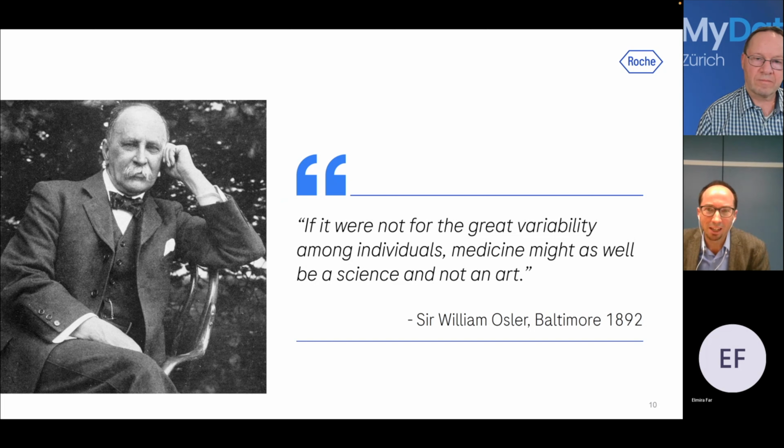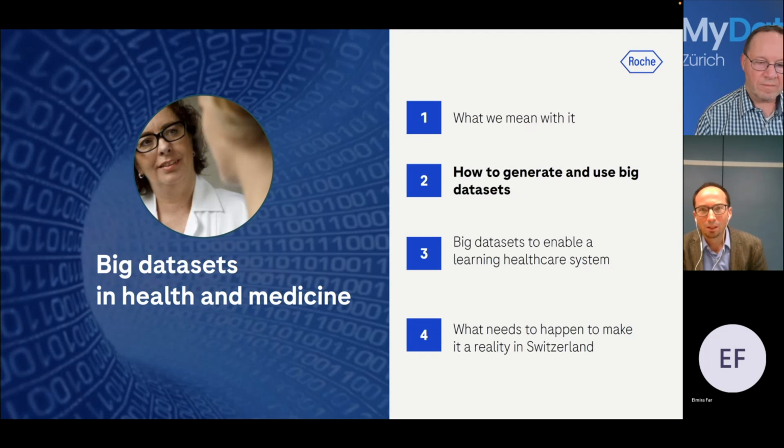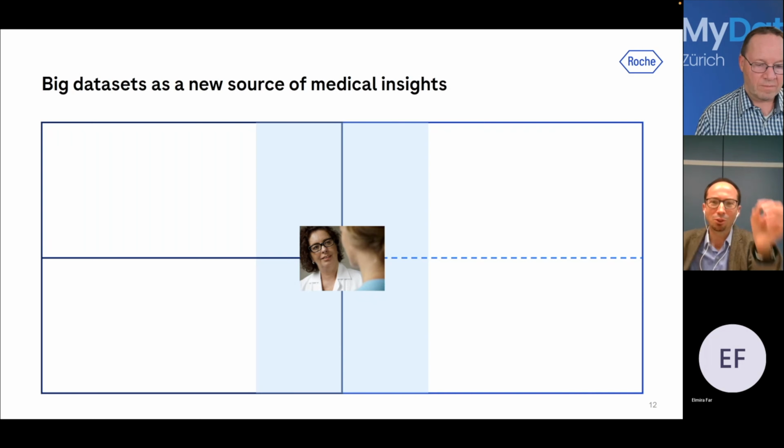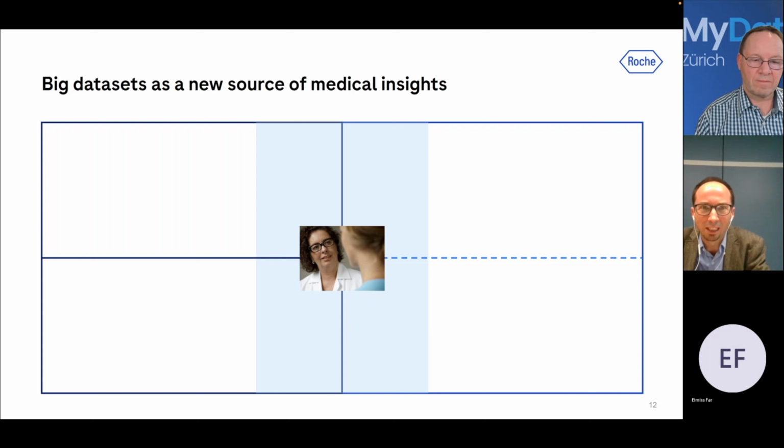We can use data science to deliver medicine and do R&D in a much more personalized way than ever before. This is what Roche stands for. This is what we are trying to do: modern R&D, using data technologies and data science to add additional patient value. With this, we can go to the next section, which is how we actually generate and use big data sets. I want to start by seeing where this fits in.